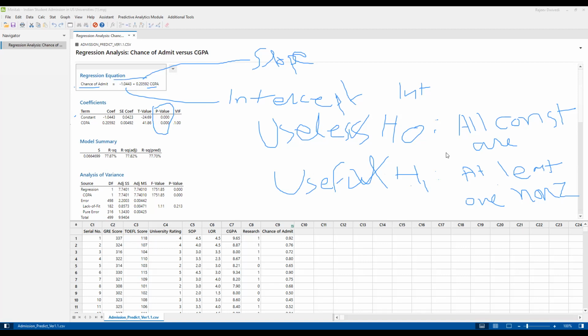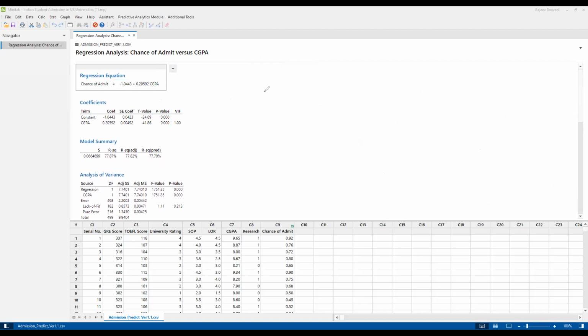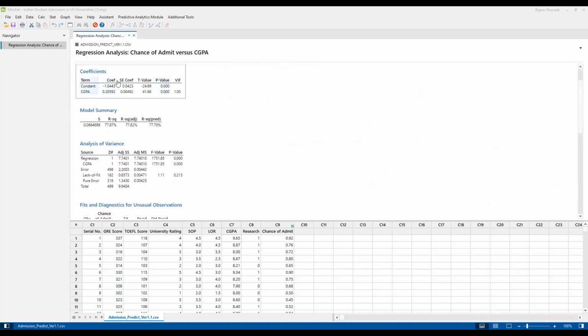Now we come to the other part. So you understand the meaning of null and alternative hypothesis. I'm going further. We learned this, and there is also one relationship between the coefficient and the standard error of the coefficient. Coefficient divided by standard error of coefficient becomes the t-value. How? I can show you. Let me start with the calculator.